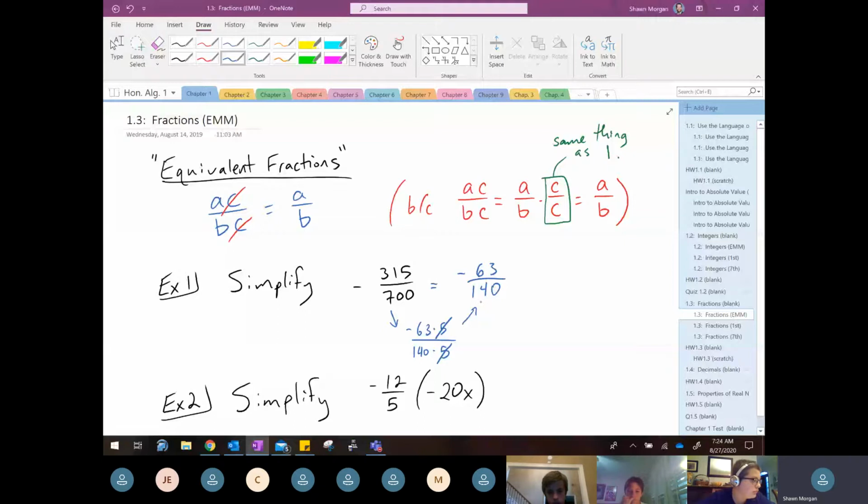No? Okay. 63 is an interesting number. It's got actually 3 factors. We could split it up if we mentally thought about prime factorization. Okay, George, could you mentally give the prime factorization of 63?